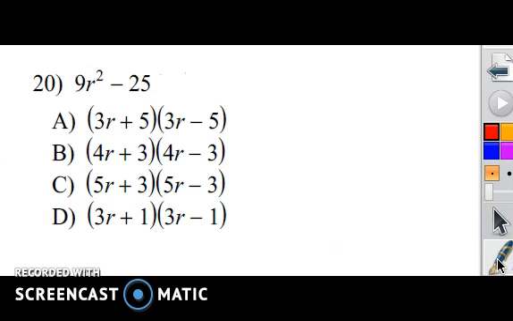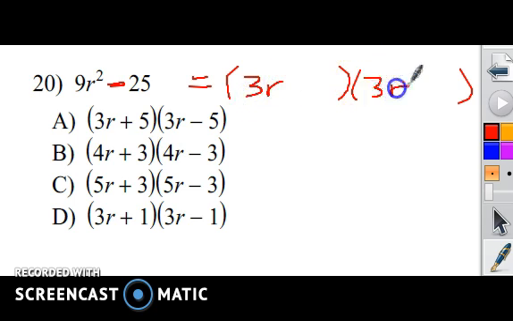For our next question, we have to factor a difference. And we should see right away that 9 is 3 times 3, R is R times R, 25 is 5 times 5. Whenever you have this situation, this is known as a difference of two squares. And the way that you factor a difference of squares is essentially you have the same exact factors with different signs, plus 5 and a minus 5.